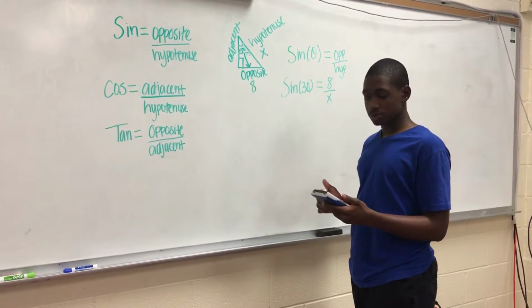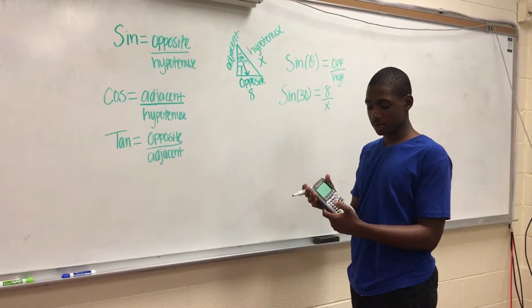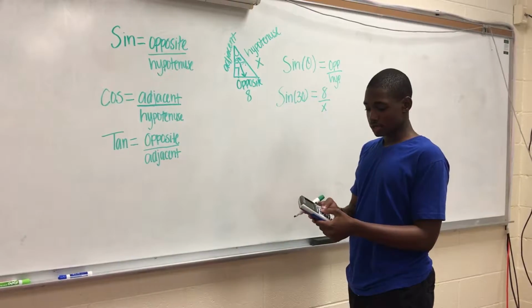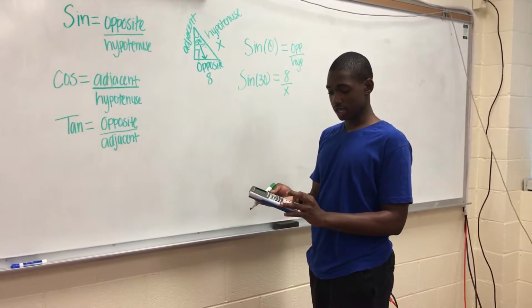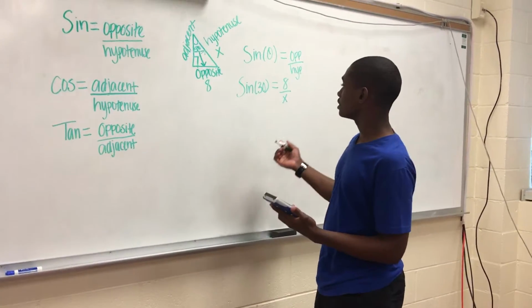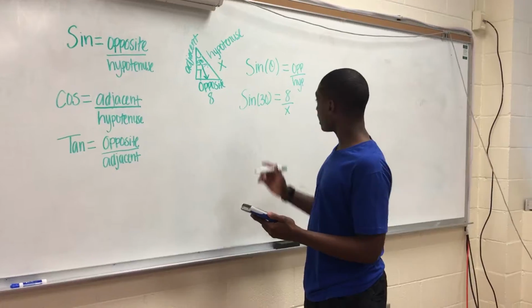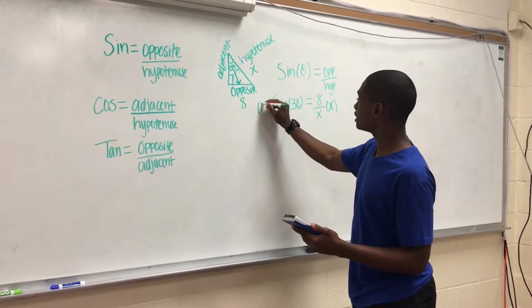When you're working these problems, you want to make sure your calculator is in degree mode. So what you do, you'll hit the mode button, which is beside the second key. Scroll to where you see radian, and if it's in radian mode, just scroll over and hit enter on degree to make sure your calculator is in the correct mode for these type of problems.